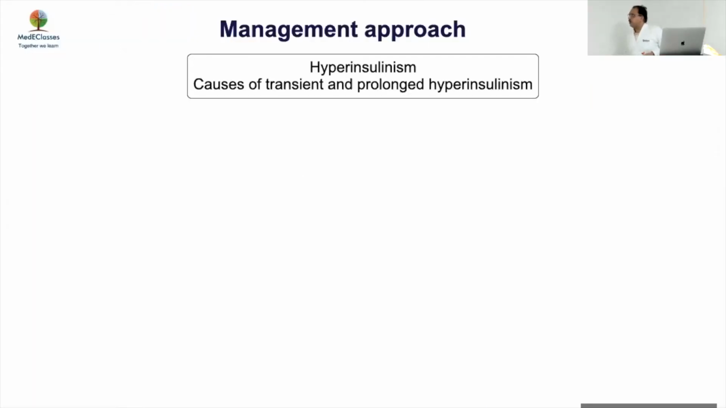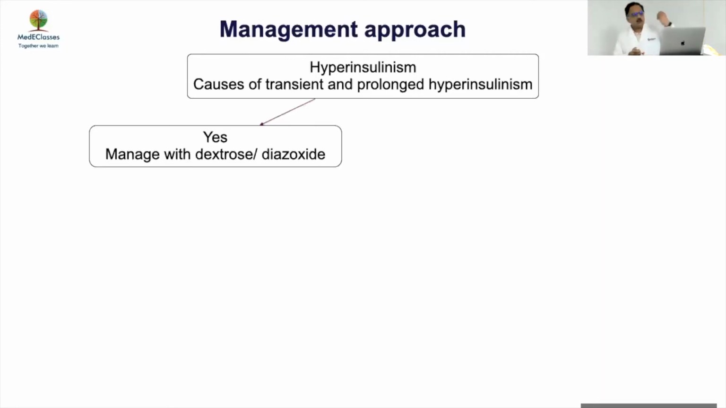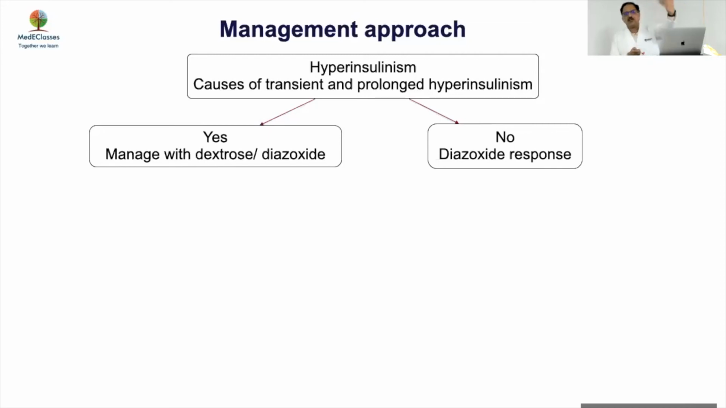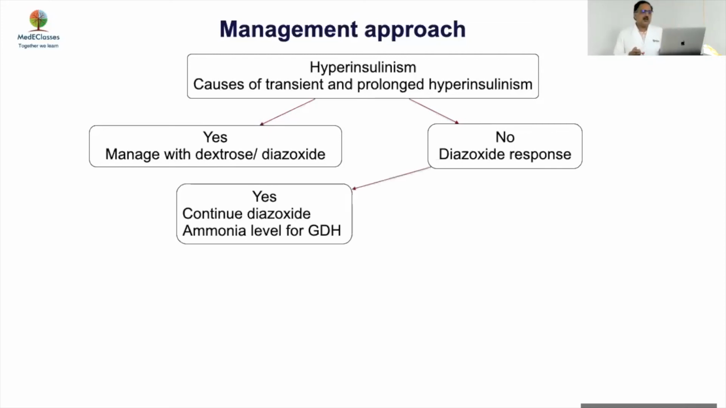Hyperinsulinism, first of all, you have to look for the causes of transient and prolonged hyperinsulinism. If they are there, you can manage them with dextrose and diazoxide. If they are not there, do not go for any genetic testing. Do a diazoxide response. And when we say diazoxide response, start with 5, wait for 4-5 days, go up to 10 to 15. No response is a failure. If there is a response, don't bother. You continue treatment. So I would say clinical management is very important.